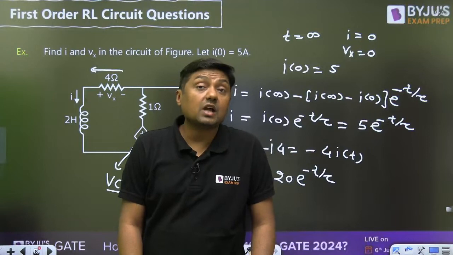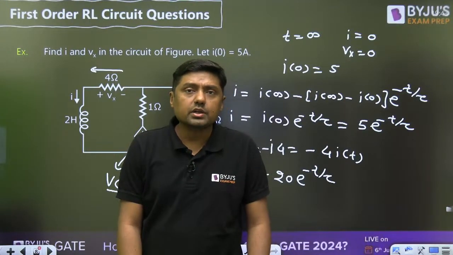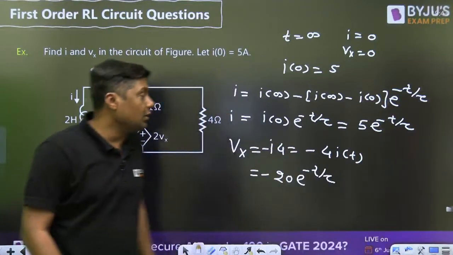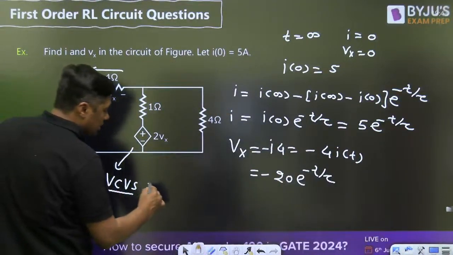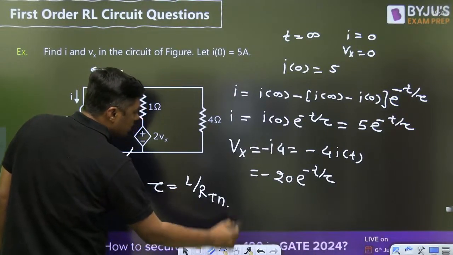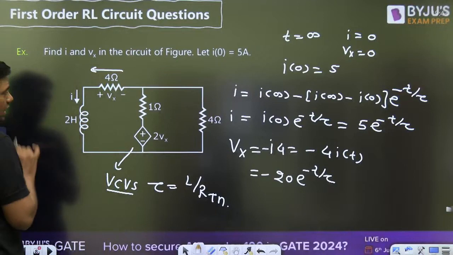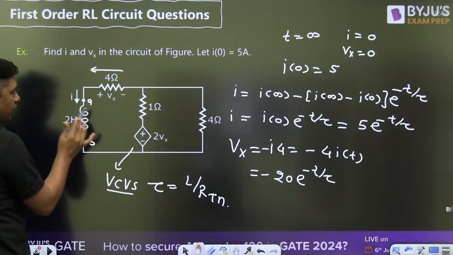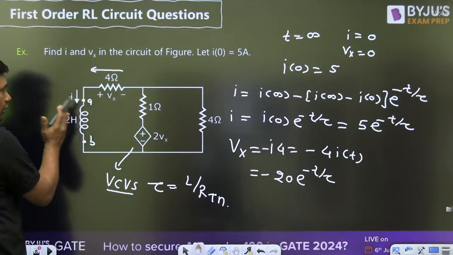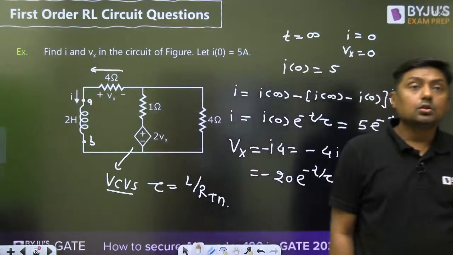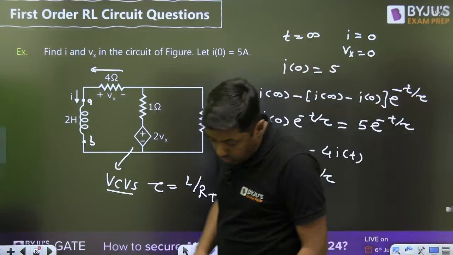You have to find the time constant only. The final value is 0 and the initial value we have. Then how can we calculate the time constant for this circuit? It is given by L by RTH. What is the value of L? 2 Henry. And at this point, you have to find the RTH, which means you have to remove the inductor and find the Thevenin's resistance across these 2 points, that is AB. Right? So, Sujit, what do you want?